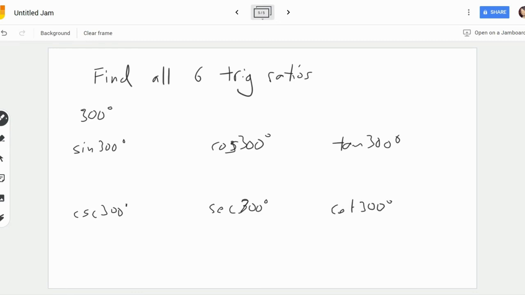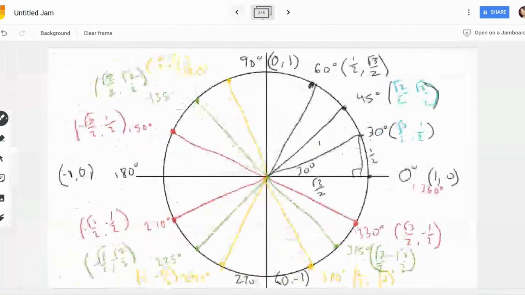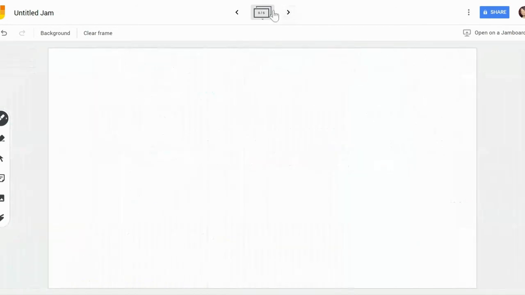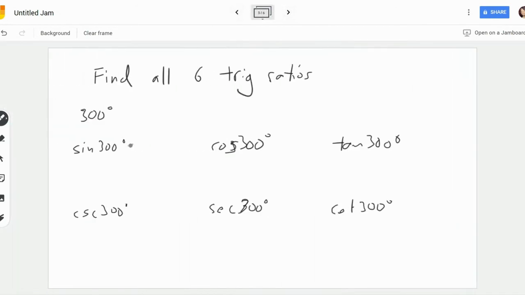So all we would need to do is go back to the unit circle and figure out what the ordered pair is for the sine and cosine, because sine is just y, cosine is just x. So those are the easy ones. At 300 down here, sine is y, negative square root 3 over 2. And cosine, the x value, is 1/2. Those are the freebies.